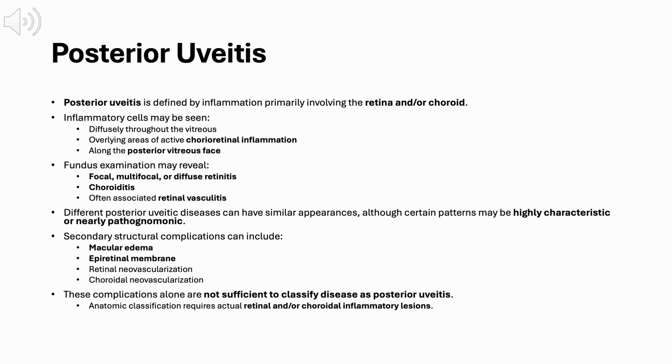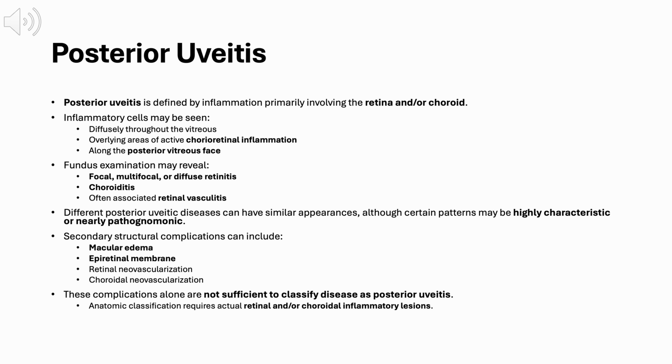An important caveat: different posterior diseases can look alike, though some patterns are highly characteristic or nearly pathognomonic, which is why lesion morphology becomes such a useful diagnostic tool later. Secondary complications like macular edema, epiretinal, or choroidal neovascular membranes can occur, but same rule again, those alone don't classify disease as posterior uveitis. You need genuine retinal or choroidal inflammatory lesions.